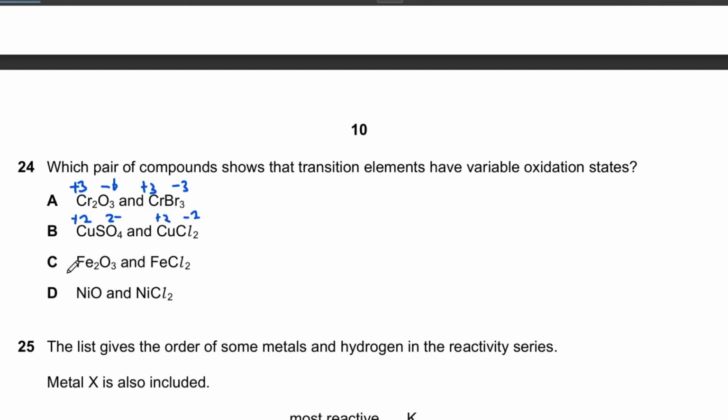That's not the answer. Then let's try this iron. We have oxygen here. That will be -6, -2 times 3 is -6. That means our iron here is going to be +6 divided by 2, which is +3. And here our chlorine is the same thing, -2. Then our iron is going to be +2. So therefore, our answer is C, because iron, which is a transition element here, is showing variable oxidation state, +3 and +2.